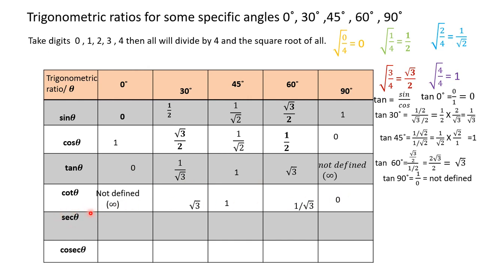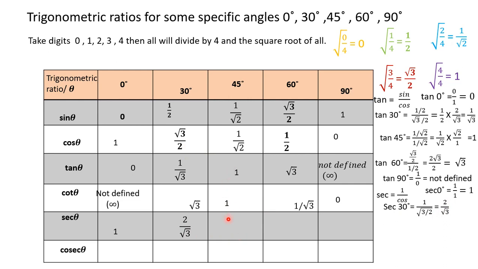Now sec theta. This sec theta is the reciprocal of cos theta, so we can write sec theta is 1 upon cos theta. For finding sec 0 degree, we write 1 upon cos 0 degree, that is 1 upon 1, and we get 1. So sec 0 degree is 1. Similarly, sec 30 degree is 1 upon cos 30 degree, that is 1 upon root 3 by 2. So here we get 2 upon root 3 as the value of sec 30 degree.